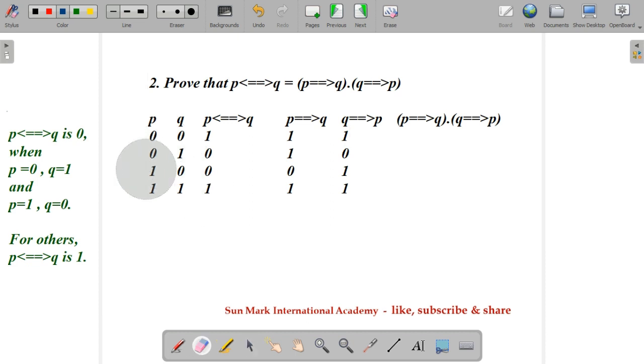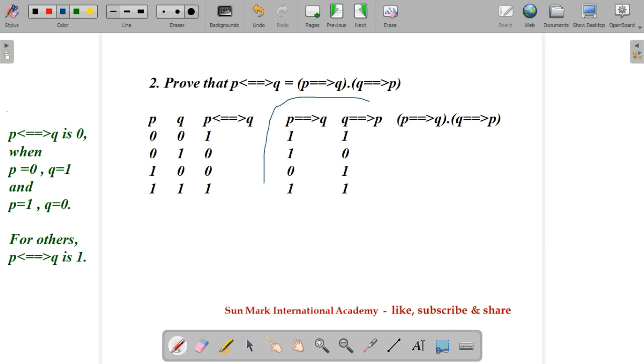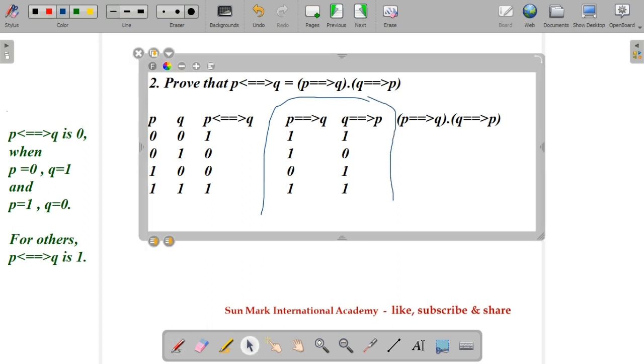Then the last column, P implies Q dot Q implies P. That means we need to multiply these two columns' values. So what are the values? 1 into 1, 1. 1 into 0, 0. 0 into 1, 0. Last one, 1 into 1, 1.